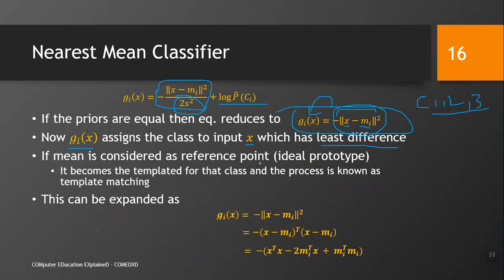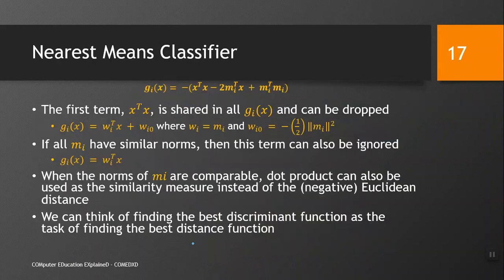If the mean is considered as a reference point, an ideal prototype, it becomes a template for that class, and the process is known as template matching. This can be expressed as this. This is just expanded in this form, and further expanded in this form. I would suggest you find a Python implementation of this formula, which is very simple, and you may have done this formula in your previous classes, even in school and college. So you can easily implement this in a programming language.